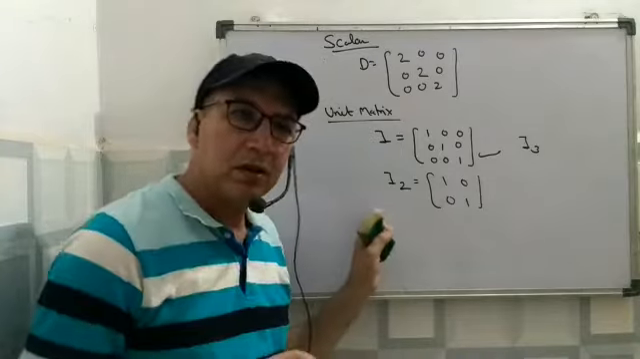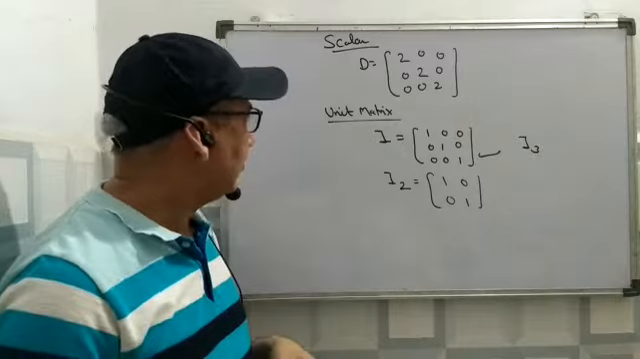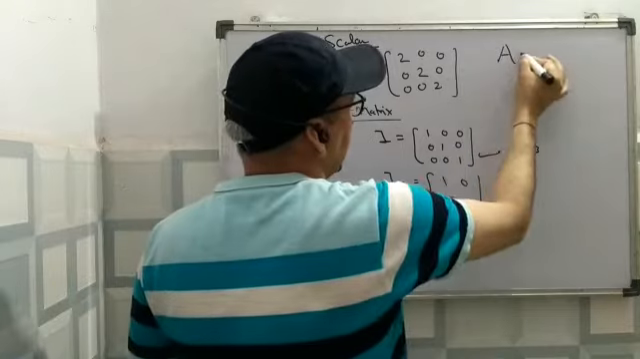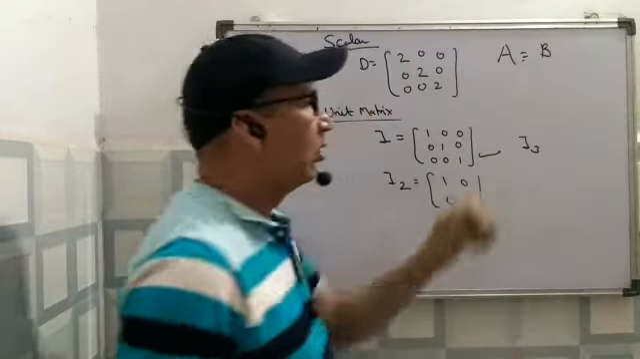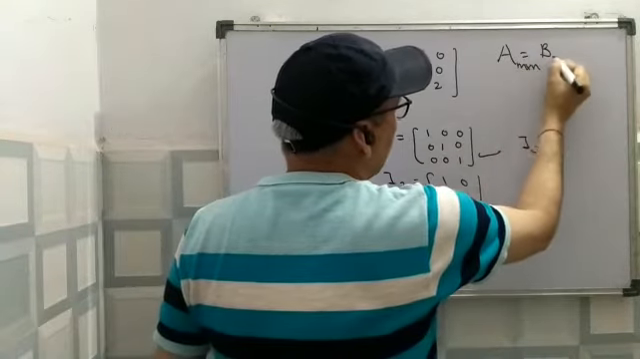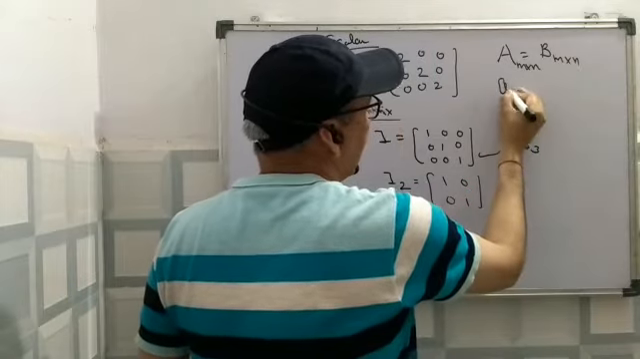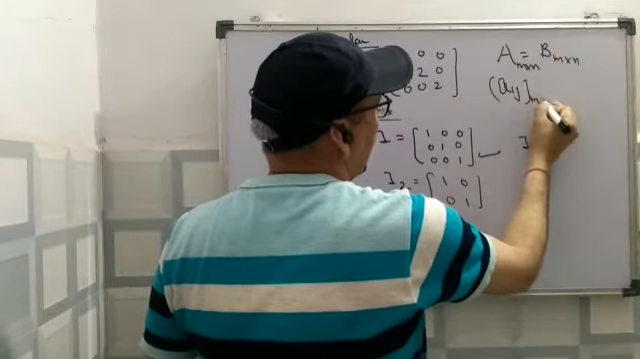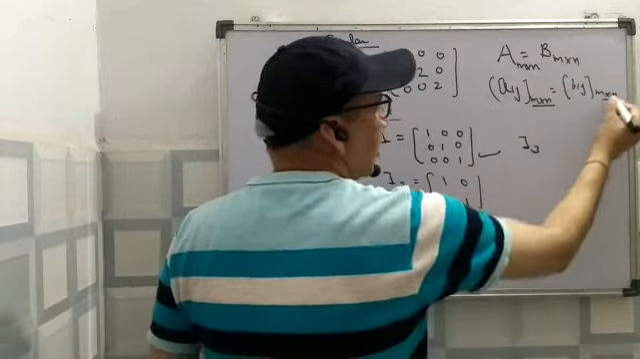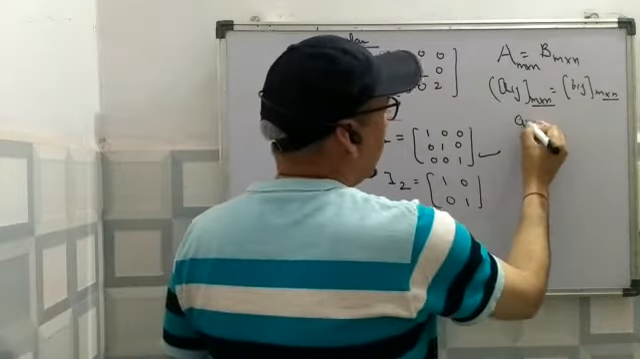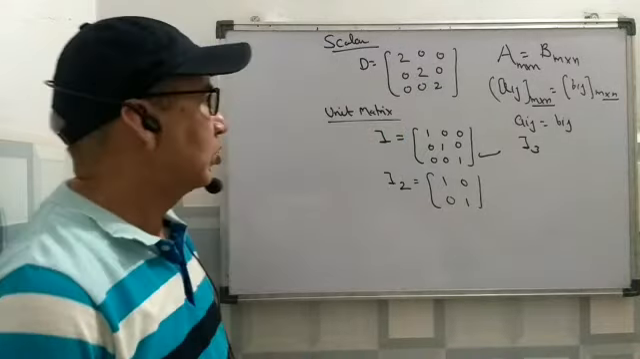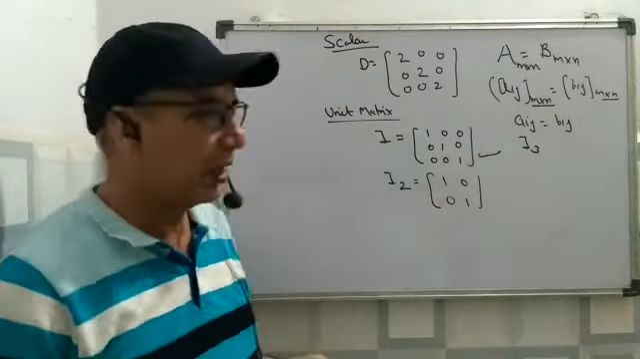The last point is the equality of matrices. Two matrices are equal if their orders are the same and their corresponding elements are also the same. If I say this is A = [aij] of order m into n, and this is B = [bij] of order m into n, you see that their orders are the same and their corresponding elements are also the same. So aij equals bij. This is the equality of matrices.